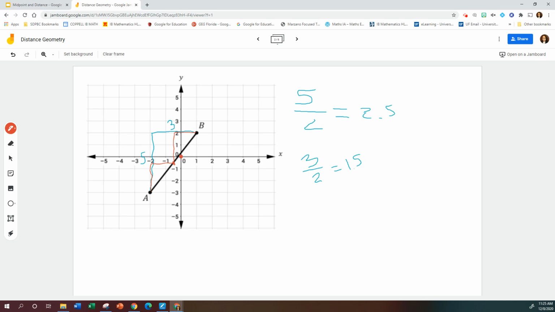So starting from the origin, it looks like I go to the left and then I go down. It looks like I go to the left 1/2 and I go down 1/2. So the coordinates of my midpoint look like they're -0.5, -0.5. They both happen to be negative because I went in the negative direction. So that's one way that I could find the midpoint.